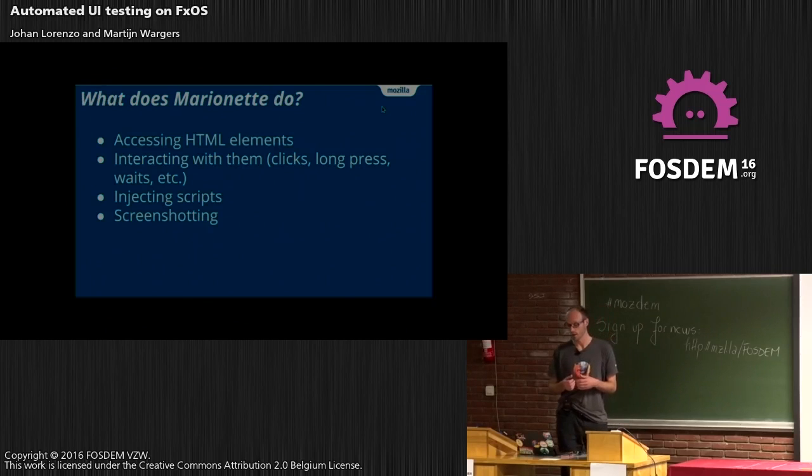So what does Marionette do? Well, if you're familiar with it, basically with Marionette, you can access HTML elements and interact with them. You can click, long press, and you can inject scripts by using execute script. You can also do screenshotting, which is actually very convenient if you have failures, for instance. So we use screenshotting when we have failures in our test, so we can see what's going wrong.